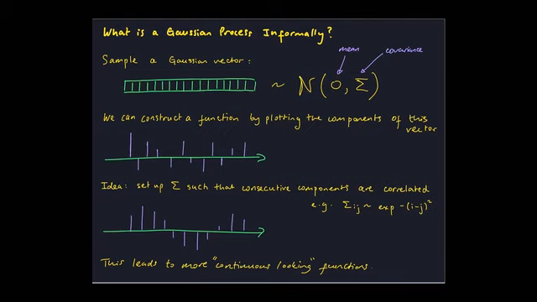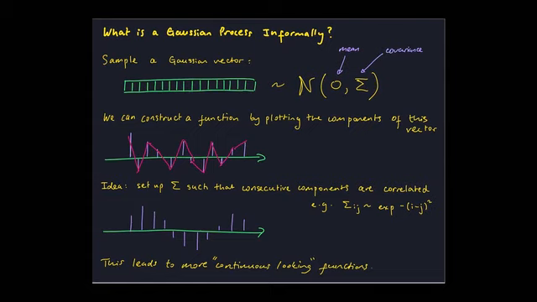Then I could plot each coordinate of this. I get one sample of this random vector, and I just plot each entry on an axis. So this one corresponds to this one, corresponds to this one. And then I could just connect the dots. I could call this building a function from a random vector just by connecting the dots. So I could do that if I wanted to.